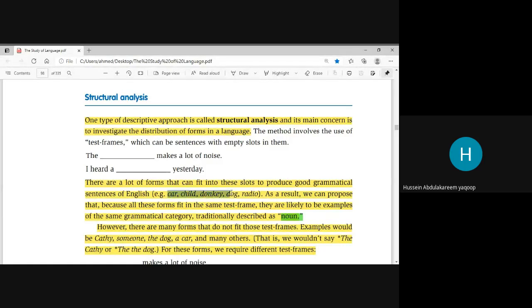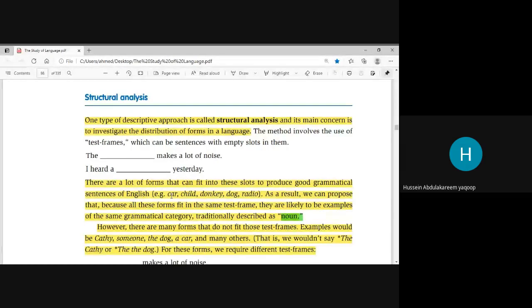Here we have some examples. You see, we have radio, car, child, donkey, dog, radio. So these words share one thing, which is that all of them are nouns. But we are not going to deal with these nouns similarly. Car is a noun, it's okay, but it is non-human. Child is also a noun, but it refers to a human.